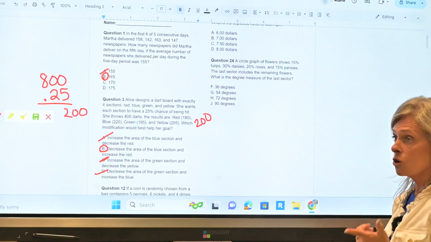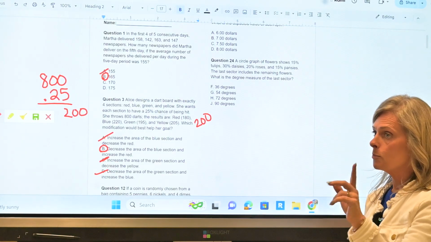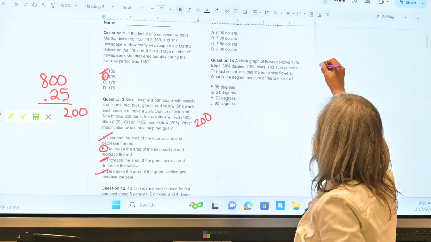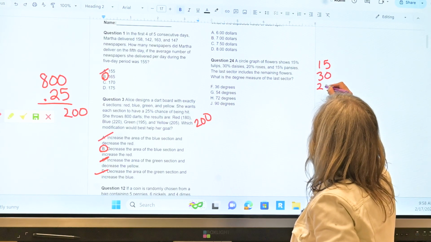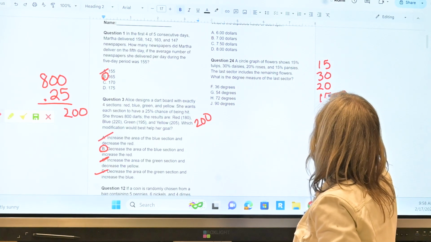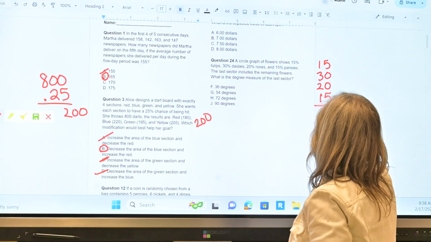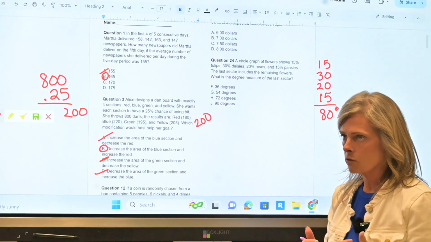Okay, so we have that circle graph with the flowers again, okay? So let's add up our percents and figure out what's left over. So you'll do 15 plus 30 plus 20 plus another 15. So that's 80%, right? So we have 20% left over.